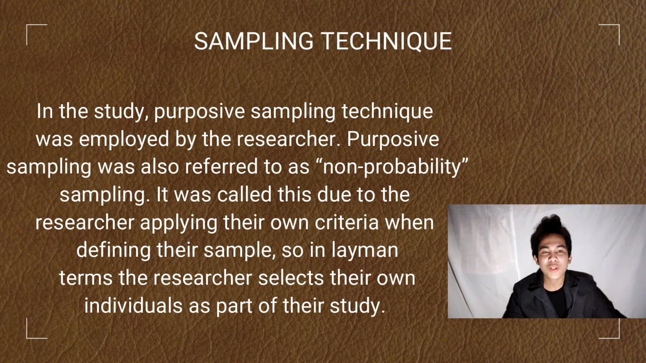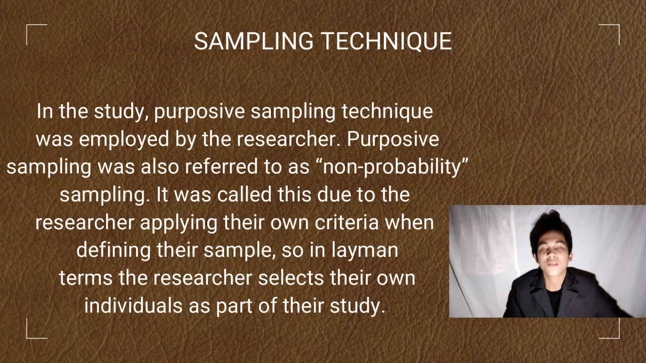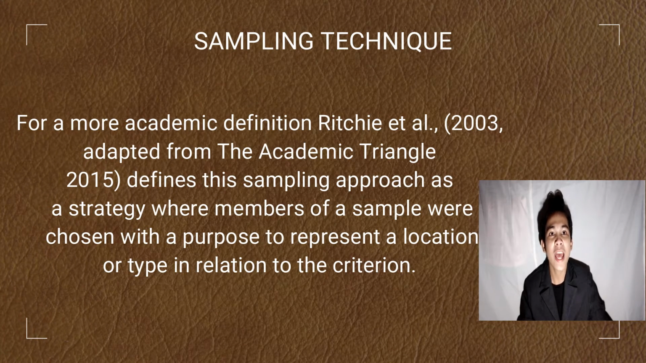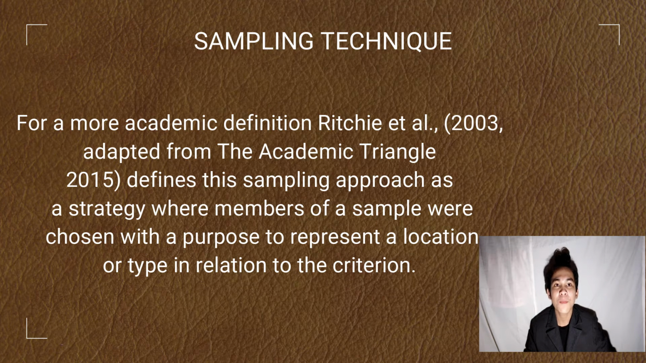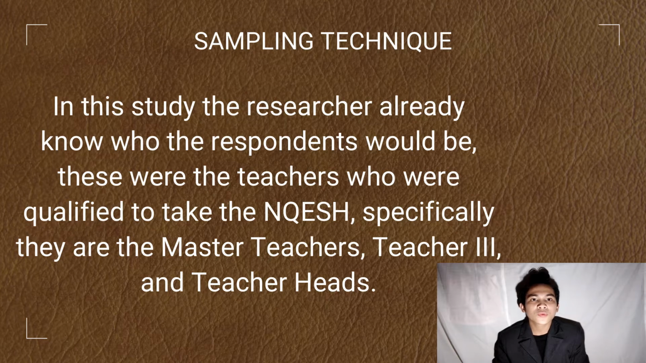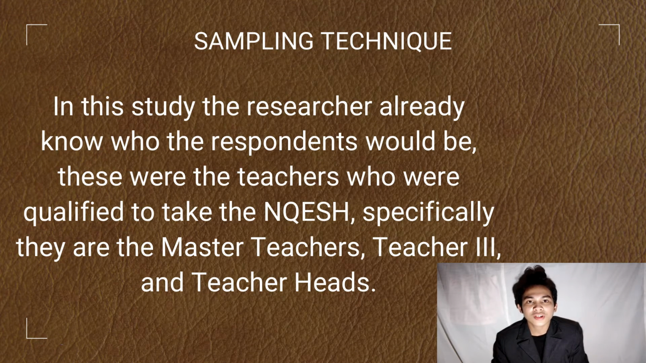Purposive sampling is also referred to as non-probability sampling. It is called this due to the researcher applying their own criteria when defining their sample. So in layman's terms, the researcher selects their own individuals as part of their study. For a more academic definition, Ritchie et al. 2003, adapted from the Academic Triangle 2015, defines this sampling approach as a strategy where members of a sample are chosen with the purpose to represent a location or type in relation to the criterion. In this study, the researcher already knew who the respondents would be. These were the teachers who were qualified to take the NQESH.